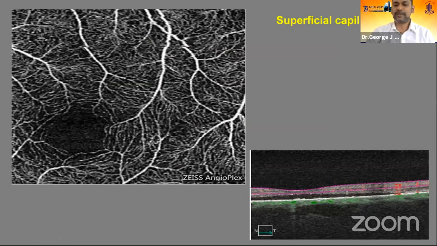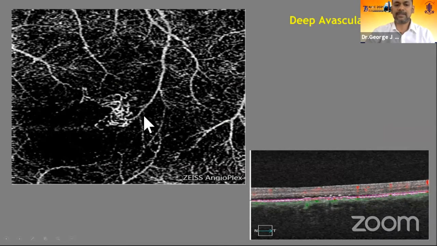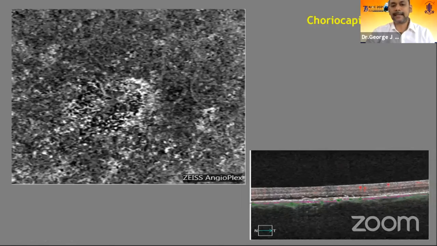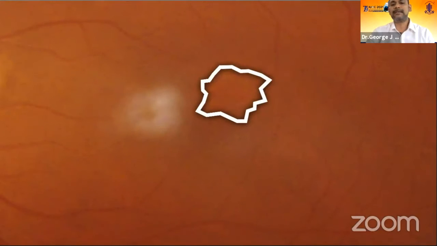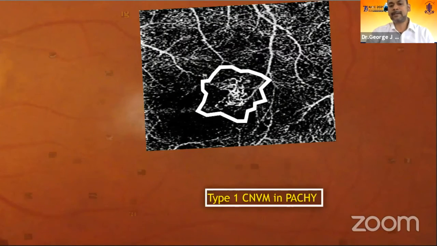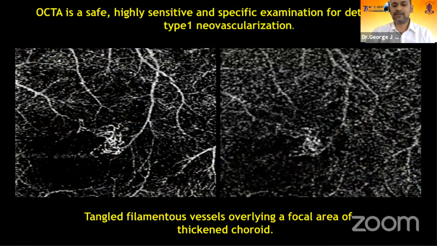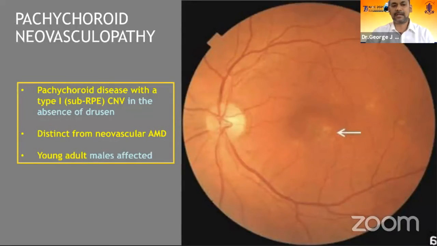The OCTA shows superficial and deep segmentation normal. Avascular retina picks up this beautiful tangled filament kind of CNVM. And this CNVM overlies the area of a flat irregular PED, the type 1 neovascularization in a pachy setting. So OCTA is a safe and highly sensitive test to pick up this subtle neovascularization.